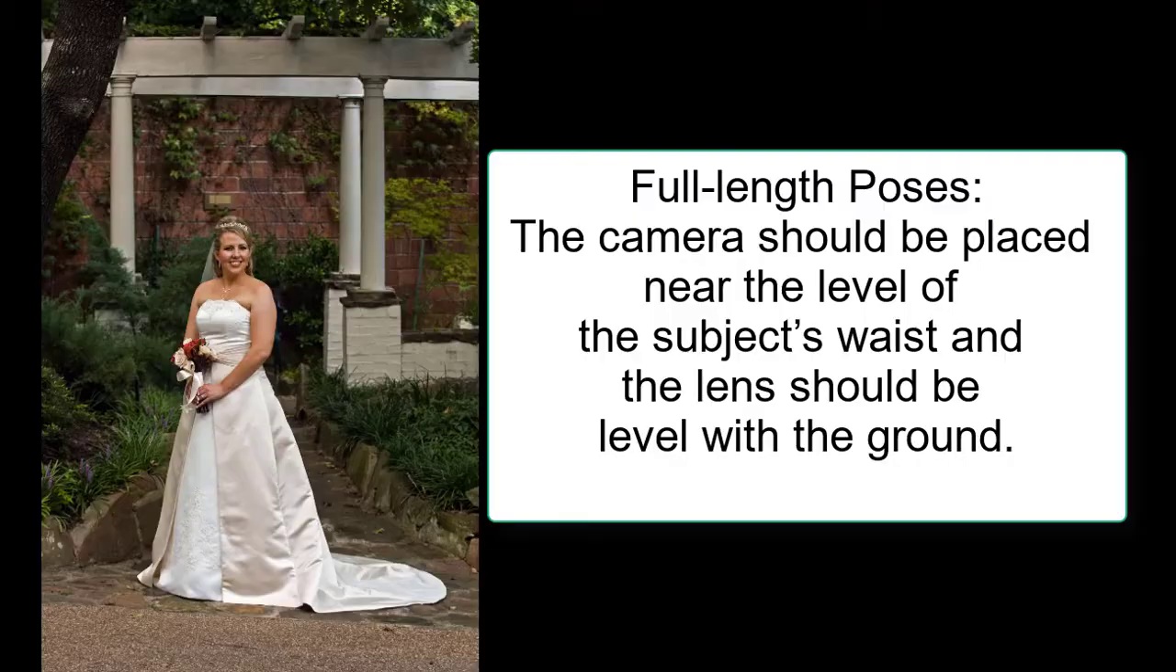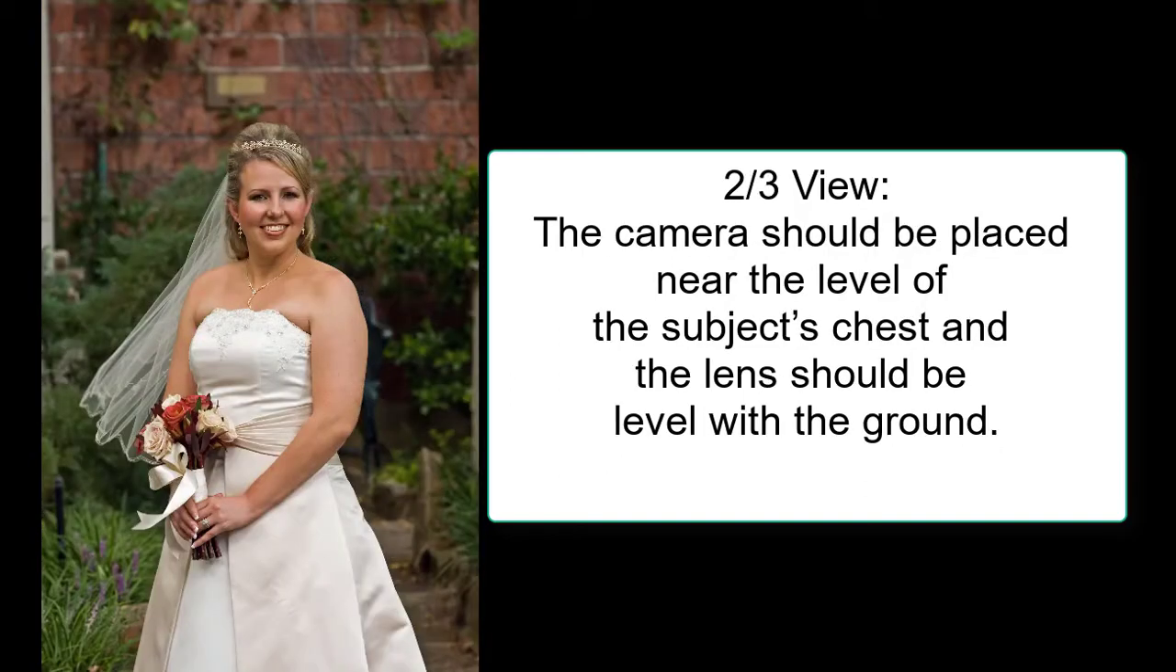These guidelines are to help minimize distortion when you're photographing people. The first is, for full-length poses, the camera should be placed near the level of the subject's waist, and the lens should be level with the ground. For standing poses cropped to a 2/3 view, position the camera near the level of the subject's chest with the lens level to the ground.